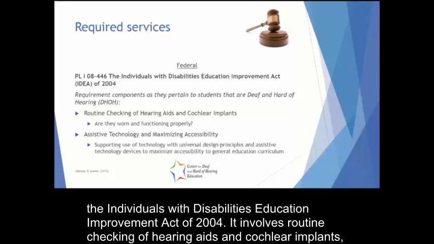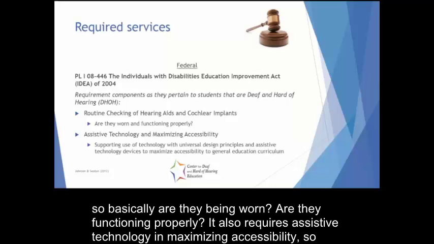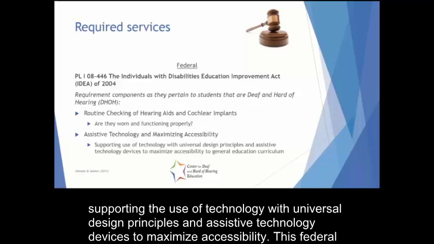It involves routine checking of hearing aids and cochlear implants. So basically, are they being worn? Are they functioning properly? It also requires assistive technology and maximizing accessibility. So supporting the use of technology with universal design principles in assistive technology devices to maximize accessibility.